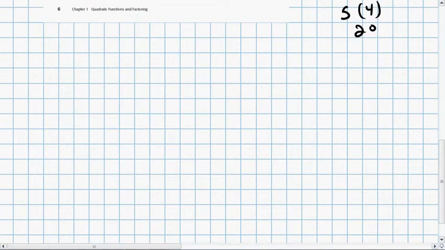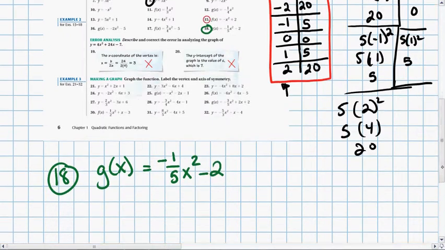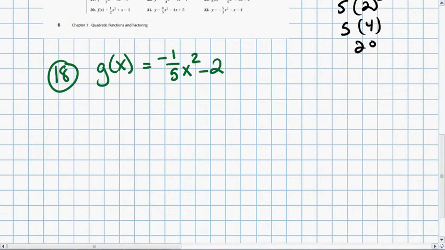So number 18. Number 18 is asking us to graph g of x equals negative 1/5 x squared minus 2. So first of all, don't get freaked out by that g of x thing. That's just another way to write y, the output part of the function. So instead of writing y, we're writing g of x. Not a big deal. We're going to do everything exactly the same.